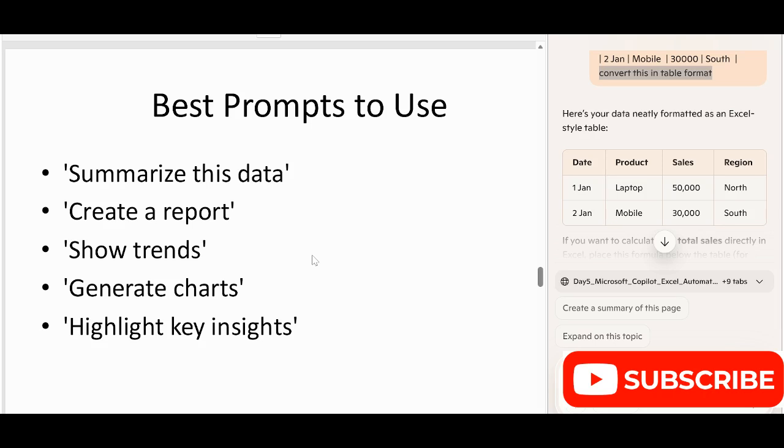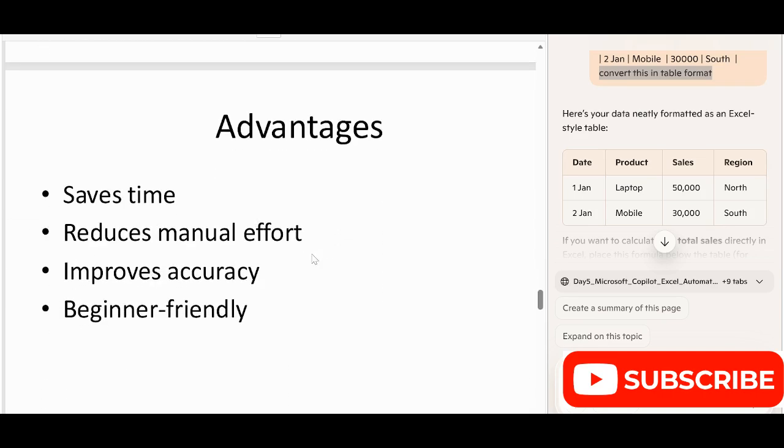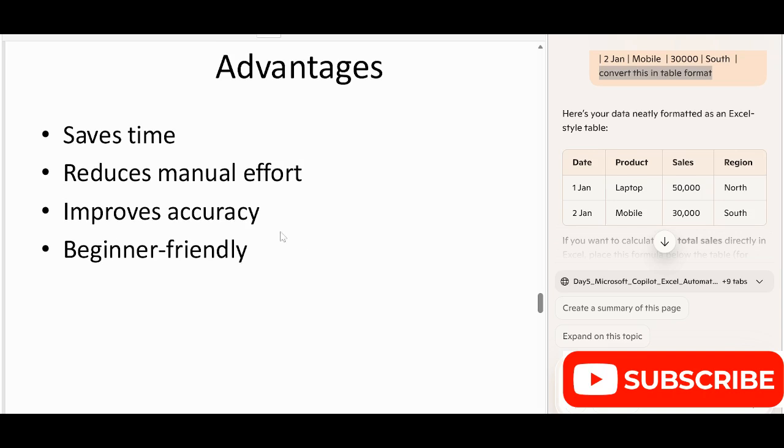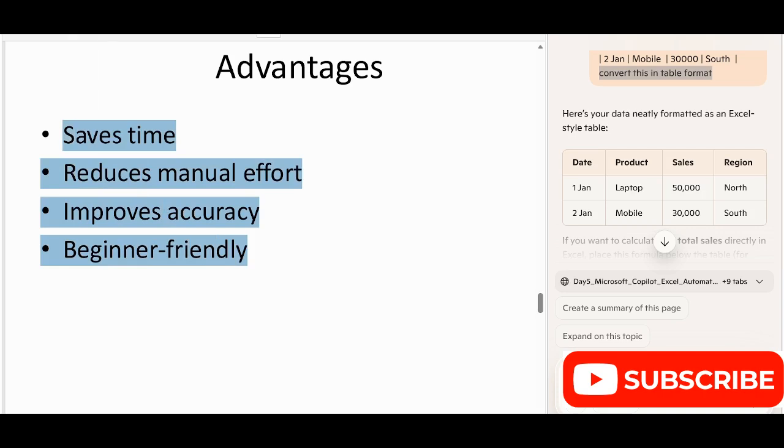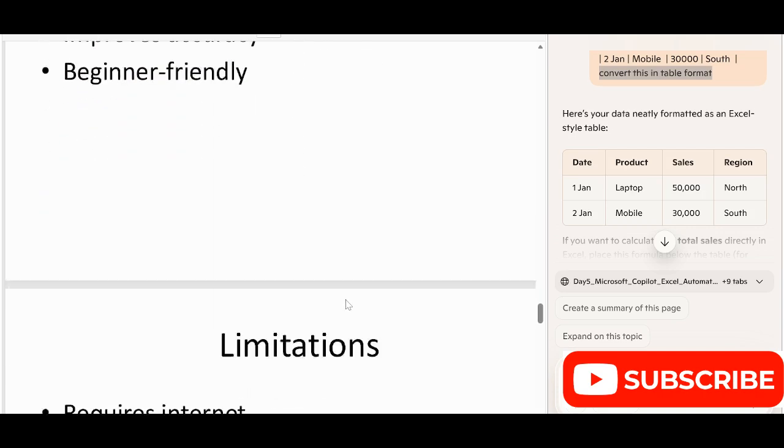So this is the best prompt to use, so that you will get a clear output. There is no confusion in the data, in the outputs, and you will get the clear output if you use the best prompt. So I hope now it's clear. Advantages, as I've already discussed, it will help you to save time, reduce the manual effort, and it will improve the accuracy, and it's beginner friendly. Okay, so all these are the advantages of using Copilot.